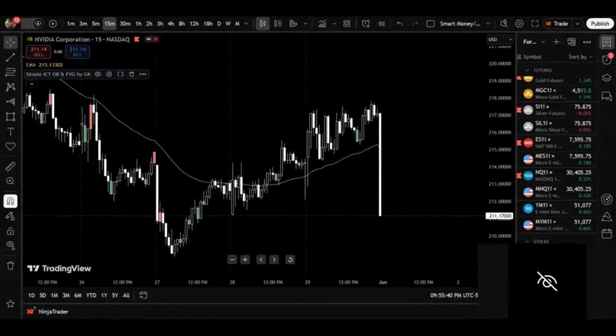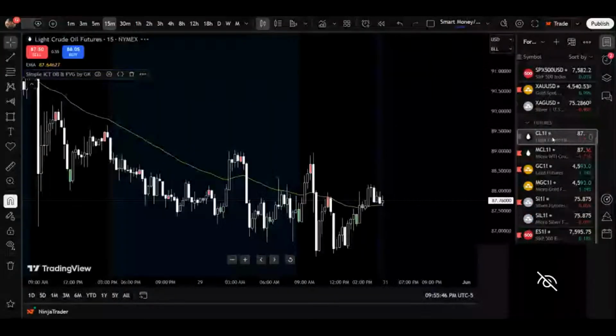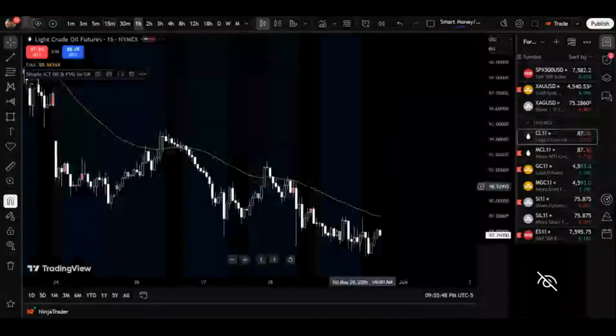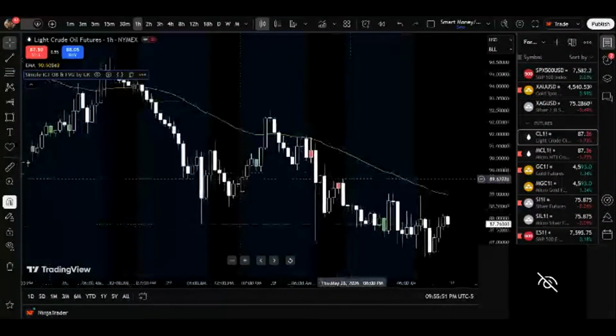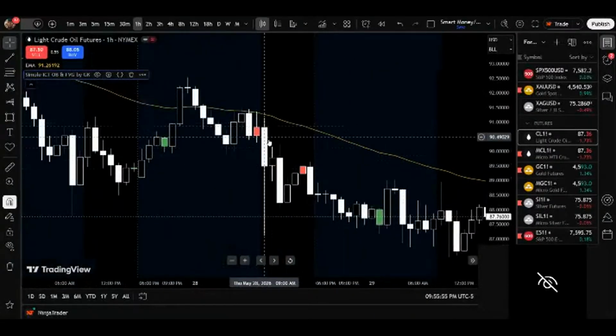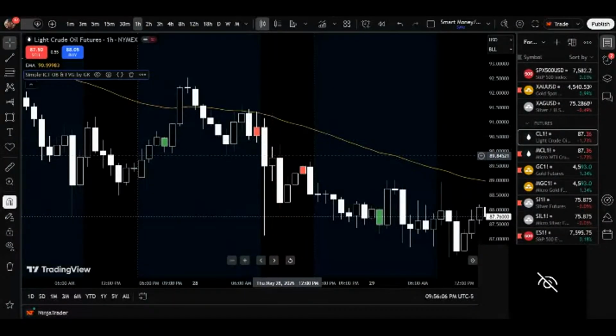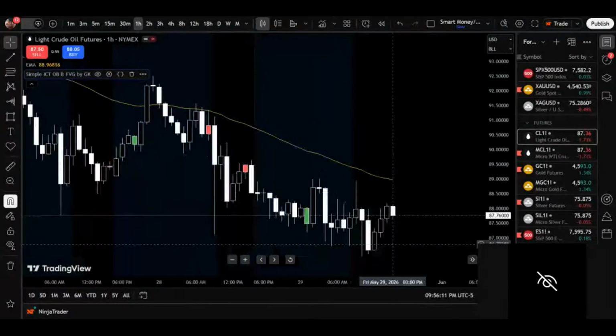That's what I wanted to show y'all. Gold, nothing else was really popping. Let me see what crude looking like. 1 hour on crude, so crude bearish today. We had a little order block right there. Price didn't really come back into it, but price did drop. It came close. They had like a little fair value gap. It wicked into it, came close and dropped.